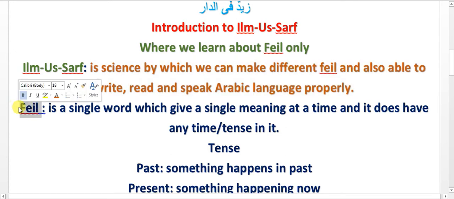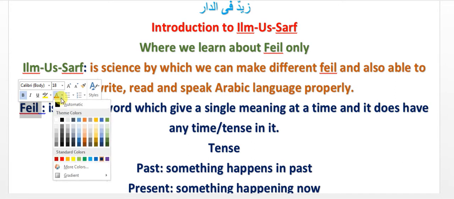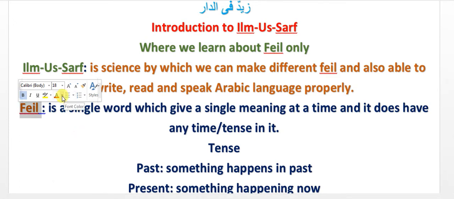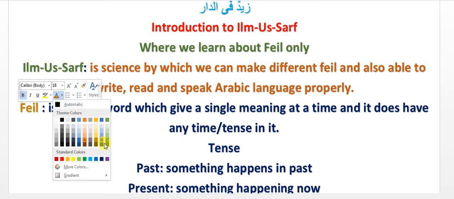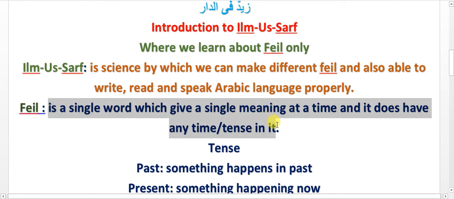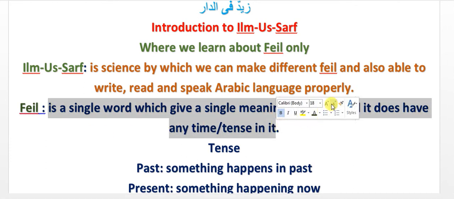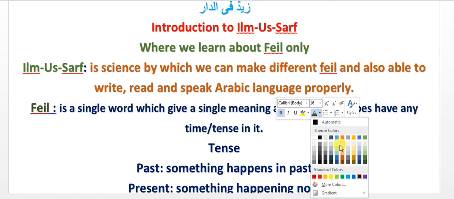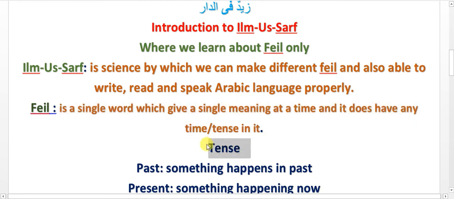But this doesn't mean that Ilm-Un-Nahw doesn't help you to read, write and speak Arabic language properly. We need to learn both the subjects, and we need to give both importance, because they both are important for us to know the Arabic language. So there is no such categorization of Ilm-Un-Nahw and Ilm-Un-Sarf based on importance. Both are important, but yes, for a definition there are some differences. Okay, now what is tense? Tense is the past, present, future.